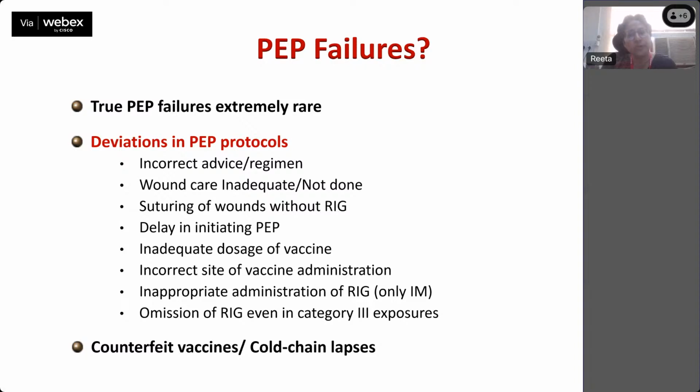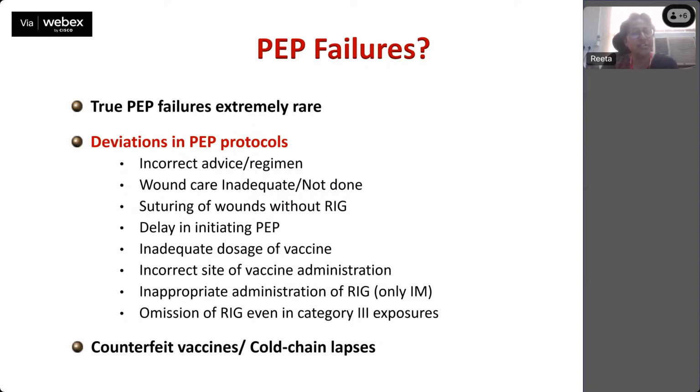In such cases, the incubation period is very short, and therefore, any vaccine or rabies immunoglobulin may not be effective, and the patient might still go on to develop rabies. But these are extremely rare scenarios. Most often, the currently available rabies biologics are extremely safe and efficacious.